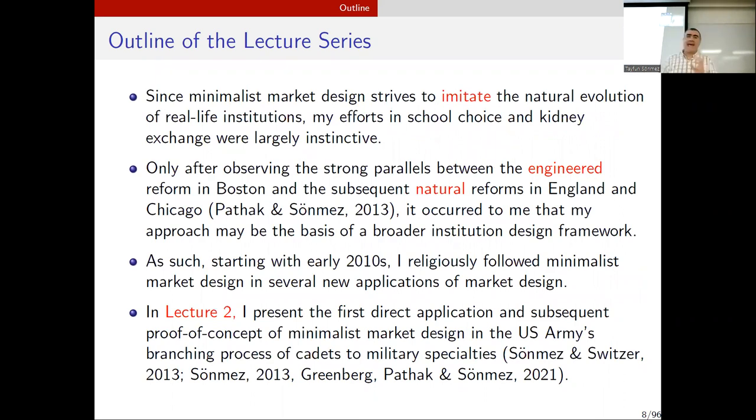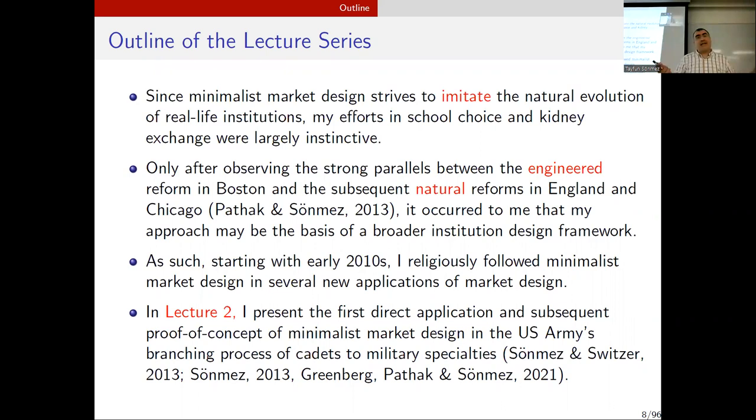So one aspect of minimalist market design which contributes to its success is actually the following. I'm literally trying to imitate the natural evolution of a real life institution, but something went wrong. Maybe there was a technical challenge policymakers couldn't deal with. But instinctively, what I was trying to do when I was young was, okay, this guy is messed up, but what they're trying to do makes perfect sense. It's just they have conceptual difficulties, right? These other fields are not trained in formalism the way we are trained, right? It's perfectly normal. Even most economists wouldn't be able to make some of these points that we are making, right?